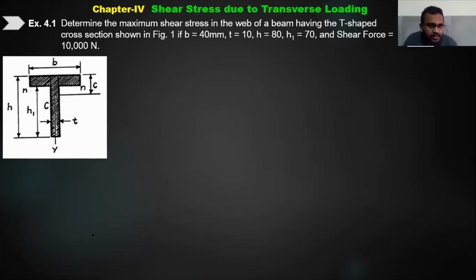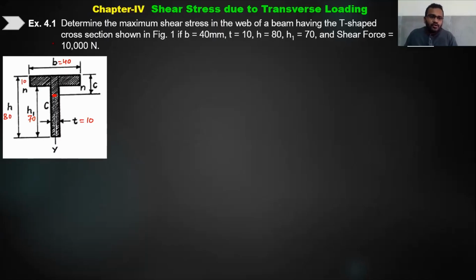Now see, the problem is to determine the maximum shear stress in the web of the beam. There is a beam having a T-shaped cross section, as shown in the figure. You have to find out, if the values are given, the P value is 40, the C value is the centroid value, okay. What is the thickness value they have given? It is 10 mm. What is the height? Overall height is 80 mm. And what is height H1? 70. That means this is also 10, here this is 70, okay.